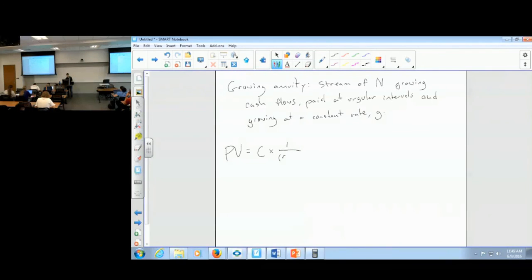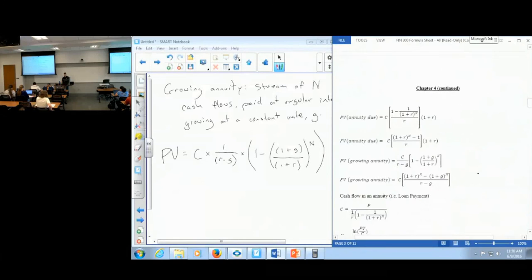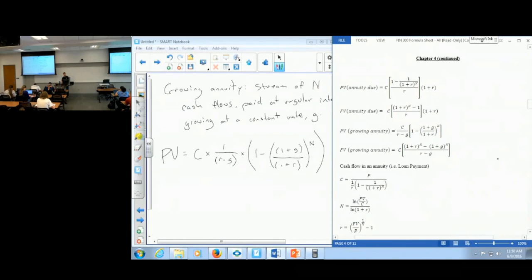C times 1 over R minus G, the same adjustment we made for a growing perpetuity before, and then times the quantity 1 minus 1 plus G over 1 plus R, that whole thing raised to the n. Again, not one you have to memorize. You've got it on your formula sheet.